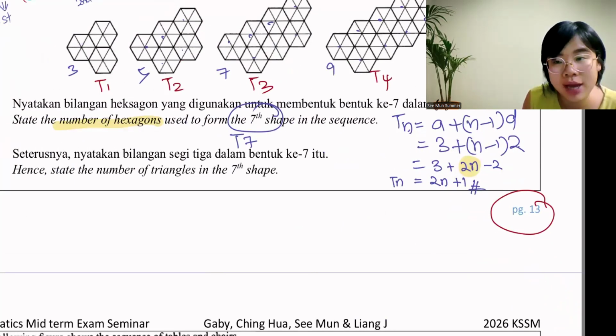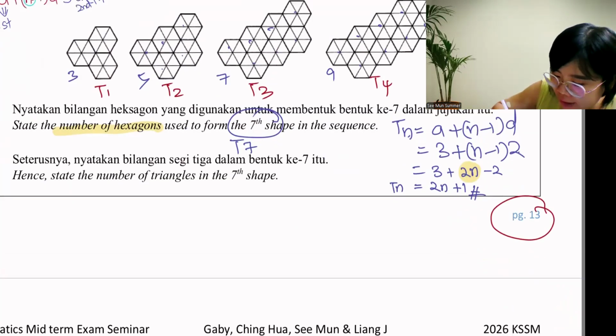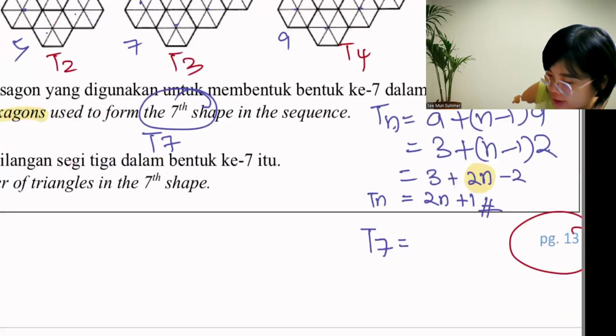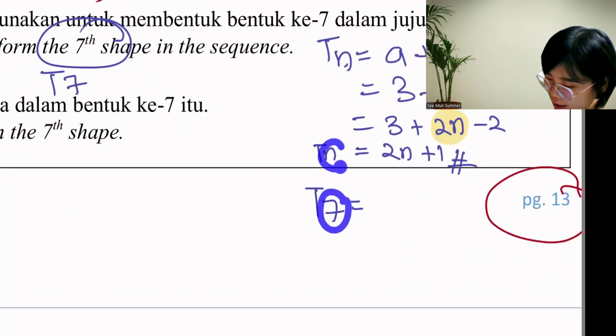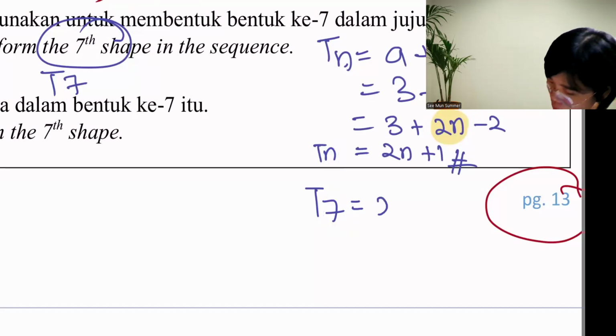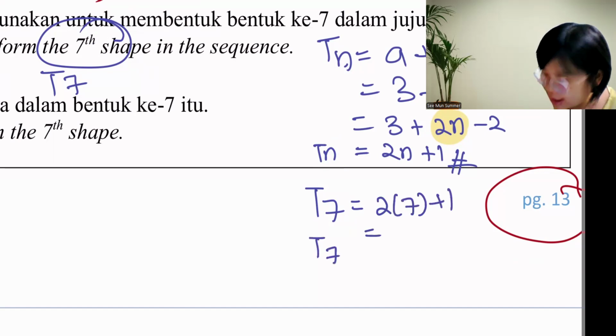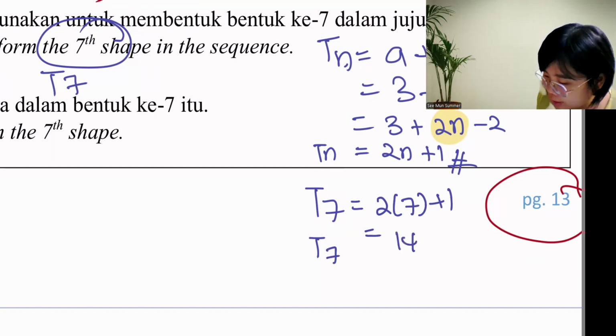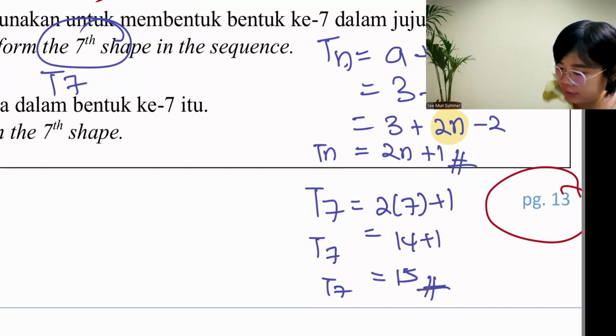Okay? 2n plus 1. And then next stage, only you sub in. Oh, they are looking for T7. So I write T7. Can you see? The 7 is to replace the n. So meaning to say my n will sub in as 7. So 2 times 7 plus 1. Understand? So what is the number of hexagon I got in term number 7? It will be 14 plus 1, it will be 15. So T7 we will have 15 hexagon.